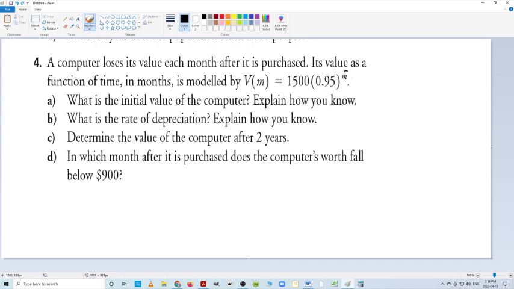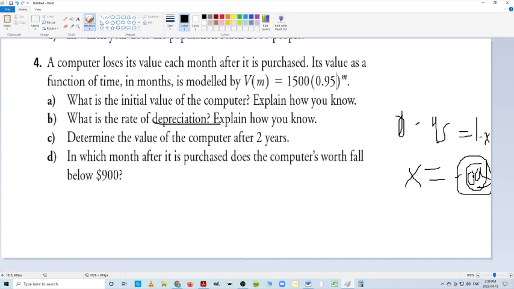Well, again, when that is 0, this is 1. So the initial value of the computer is $1,500. What is the rate of depreciation? It's 0.95 is equal to 1 minus x. So x is equal to negative 0.5. 0.05, which is 5% depreciation value.